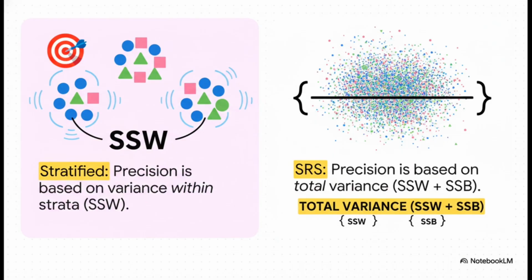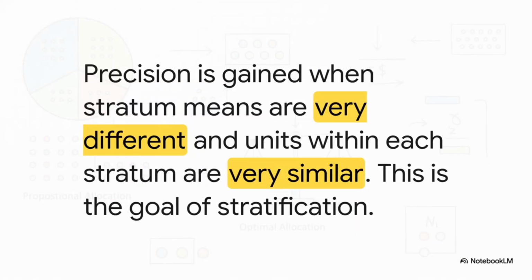And this right here is the whole point. With proportional allocation, the only thing that hurts our precision is the variation within our groups. But with a simple random sample, we have to deal with the total variation in the population. That includes the variation within the groups and the variation between the groups. By stratifying, we've basically just removed that between-group variation from the error equation, which can make our estimates way more precise.